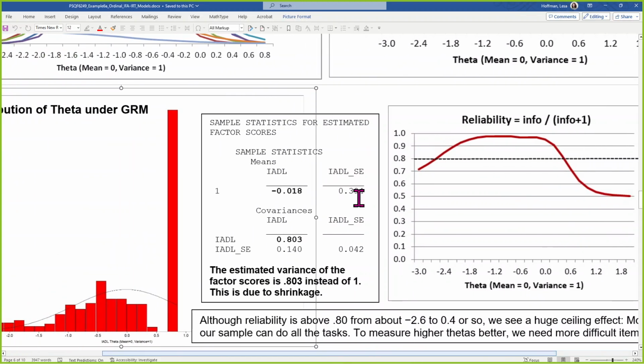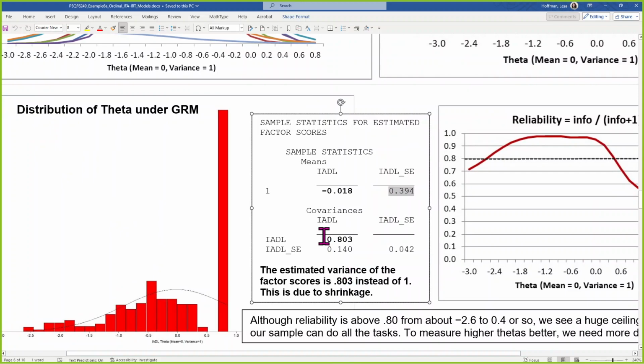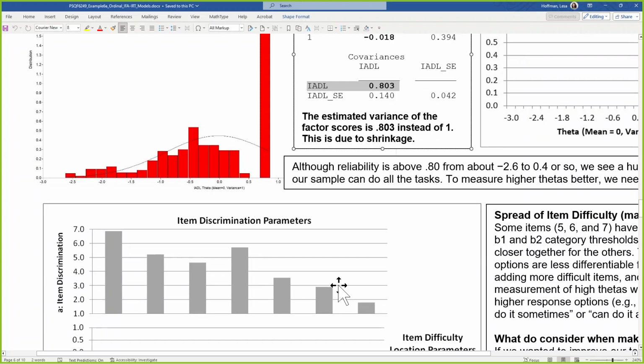So this standard error right here is on average, but it doesn't hold for everybody. The variance of the factor scores is supposed to be 1. It's only 0.8 because of shrinkage. And this will happen any time that you don't have very many items, as well as when you have missing data that would differentiate the reliability across people.